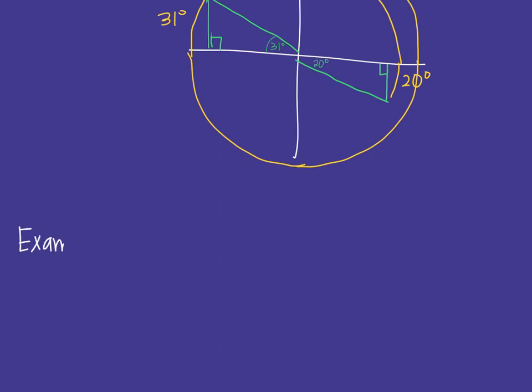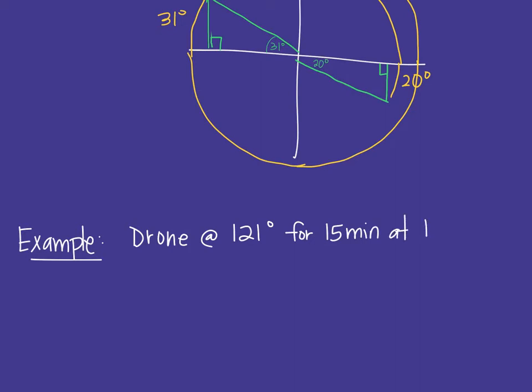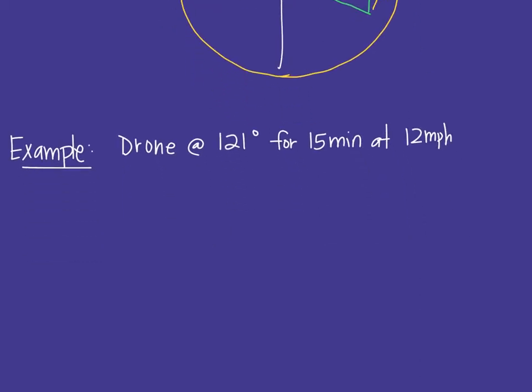All right, so suppose you're flying a drone. There's all these rules with the FAA about how high you can fly it and what space you can fly it in, but suppose you're flying a drone and the heading that you have your drone at is 121 degrees. And you fly it for 15 minutes and you're flying it at 12 miles per hour. So I want you to draw a reference triangle. Draw and finish.